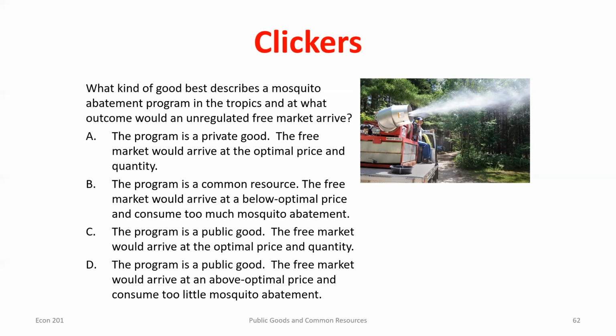So we would say it's non-excludable, because once that millionaire pays for it, he can't exclude people from enjoying the benefits. We can all enjoy the benefits at the same time of not having mosquitoes. So we'd say this is a public good.